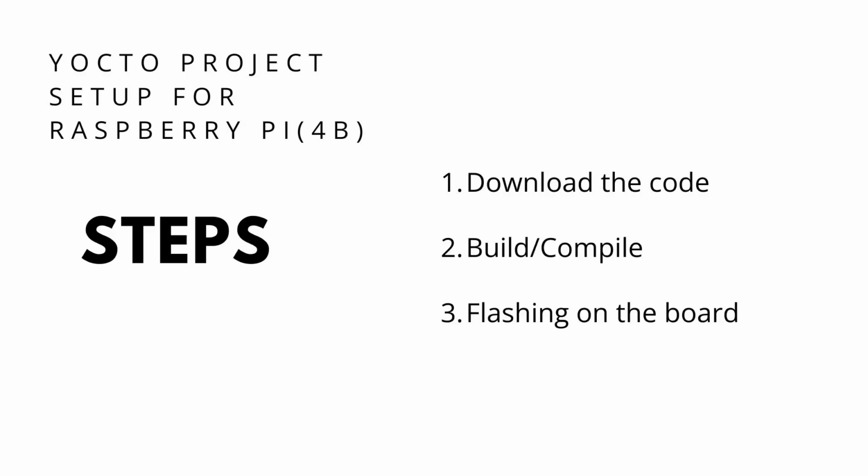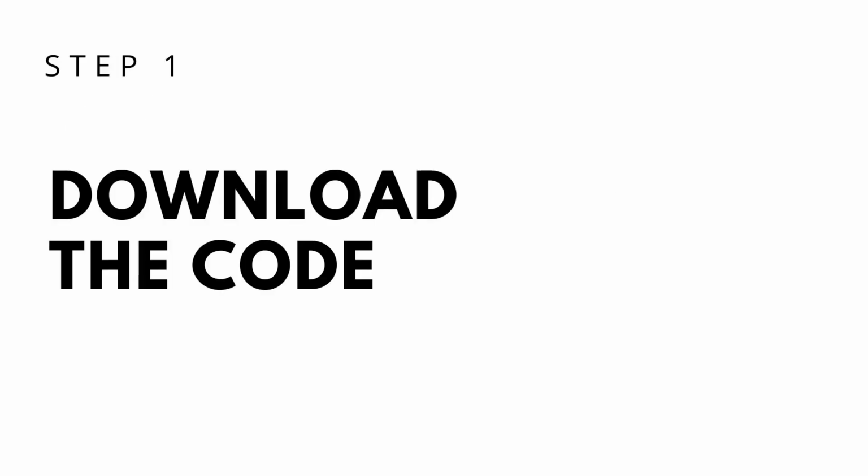So basically, we will cover this entire process in three steps. One is to download the code. Second is to compile it. And third is to flash it on the Raspberry Pi board. Now, let's start with the first step.